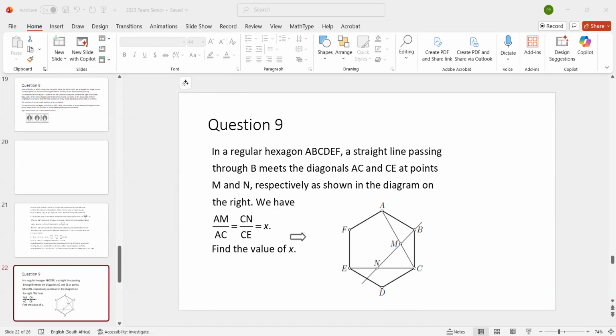Now, this is not an easy problem. It took me a long time to, I couldn't do it. And I had to look at the solution. Even then, it took me a bit of time to understand it. So I'm going to try to explain to you. This is a very nice geometry problem.